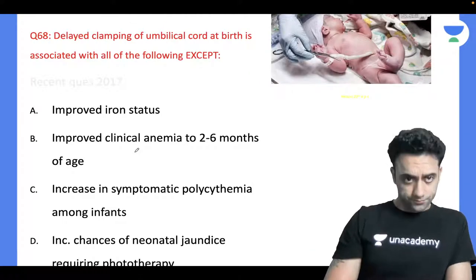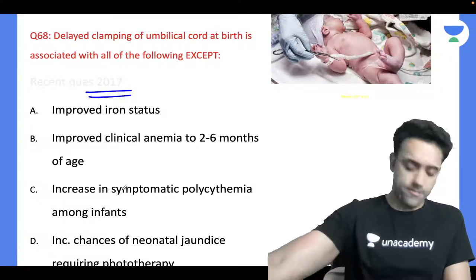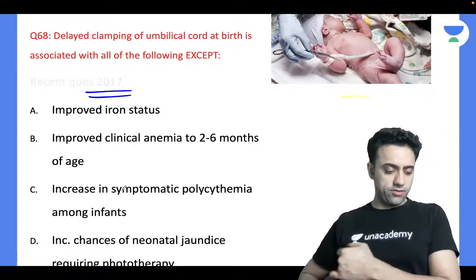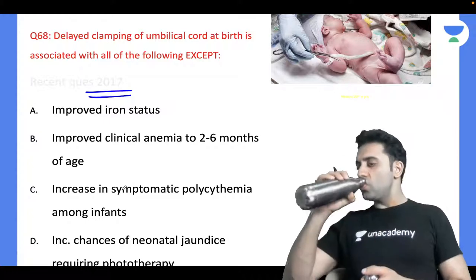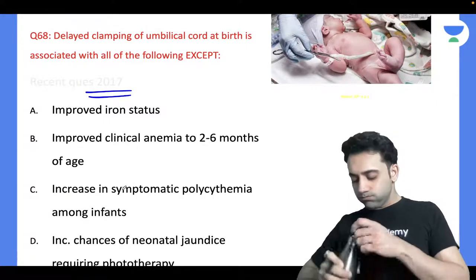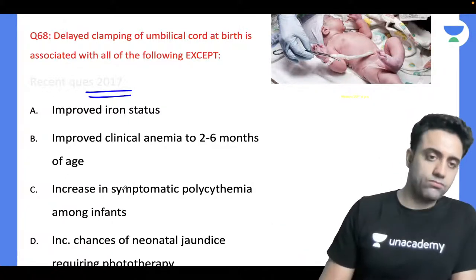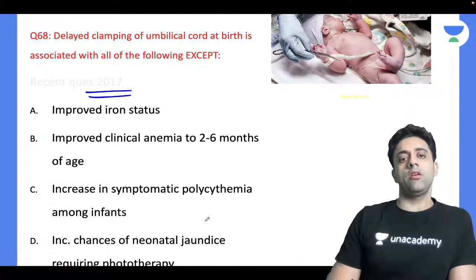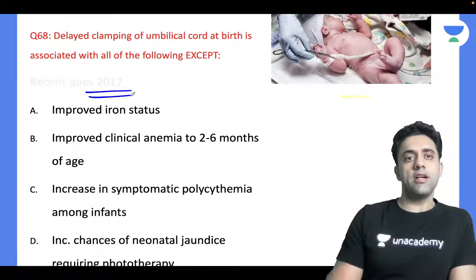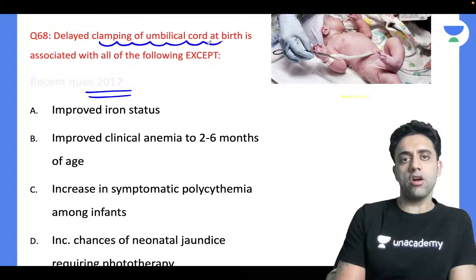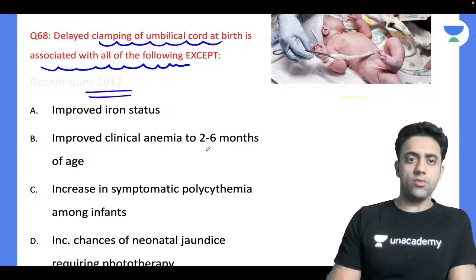Yeah, this is a good one. A recent question from 2017. Please read the full question and answer yourself. Let's see if you can answer. Delayed clamping of the umbilical cord at birth is associated with all of the following except. So what do you think?